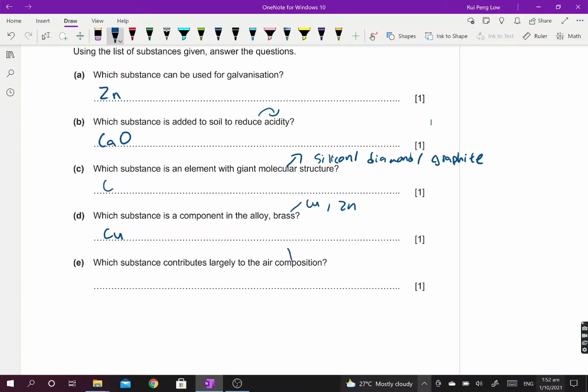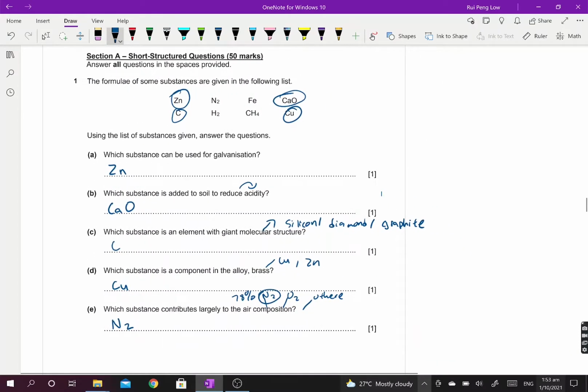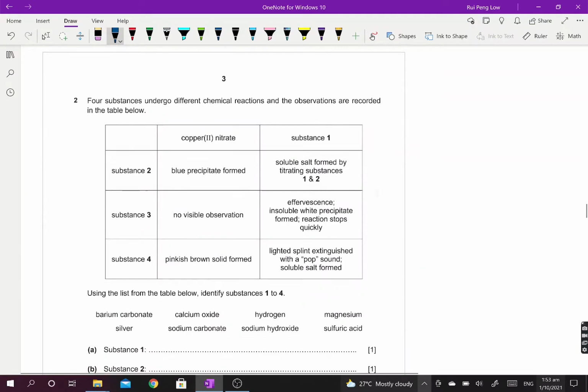Which substance contributes largely to the air composition? So for air composition, you have your nitrogen, oxygen, and others. The largest composition, by now you should know, is 78% nitrogen. So the answer is N2. Okay, pretty straightforward question 1. So let's take a look at question 2.